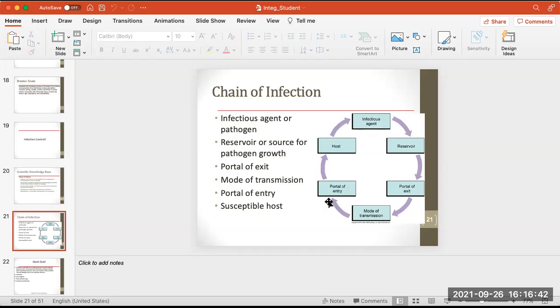And who is the host? The host is whoever is a recipient of that pathogen, and that recipient can be usually a patient, and that patient then the cycle goes on, right? So you see that chain of infection, that person can spread it to someone else through something else. So here we have a couple of different places to break this chain.